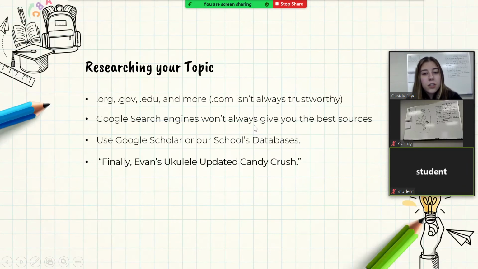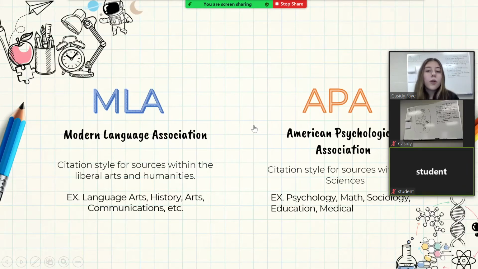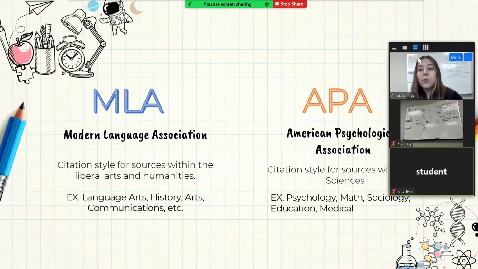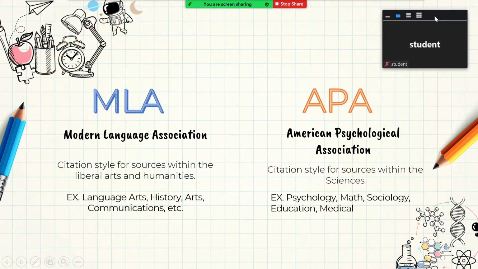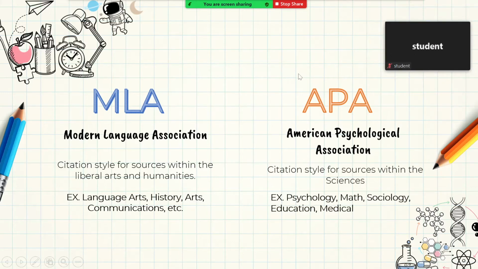Okay, so when we are using those sources, it's important to cite them. There are two ways that you can cite a source: MLA and APA. MLA stands for the Modern Language Association, and APA stands for the American Psychological Association. We never really call them by their full names. It's usually just MLA or APA.